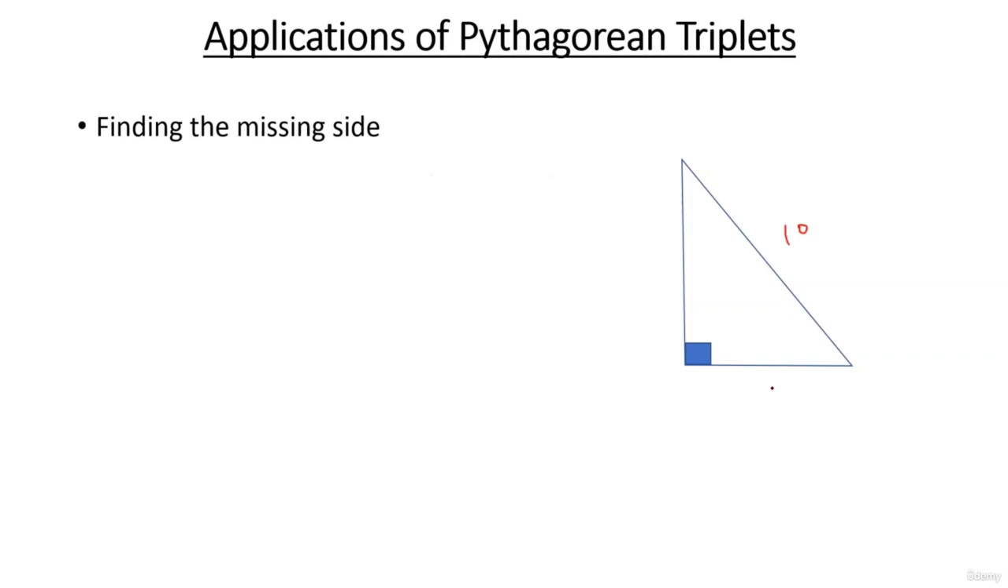Okay, अगर ये side 10 है, ये side 8 है, it is nothing but the 6, 8, 10 triplet. This side is definitely 6. Okay, so if you know Pythagorean triplets, एक headache अपना यहाँ काम हो जाता है. You don't need to basically apply Pythagoras theorem every time.